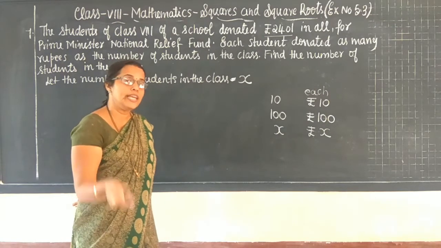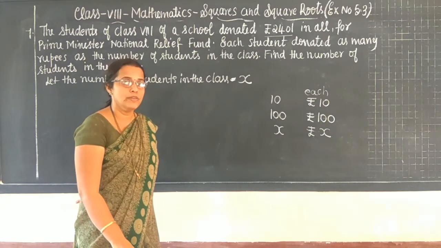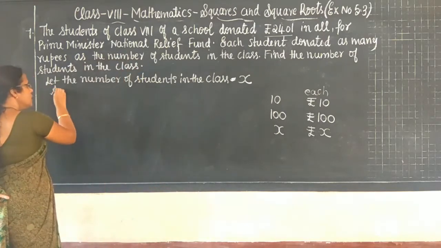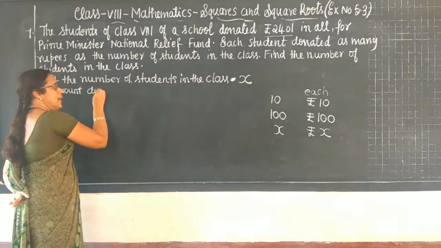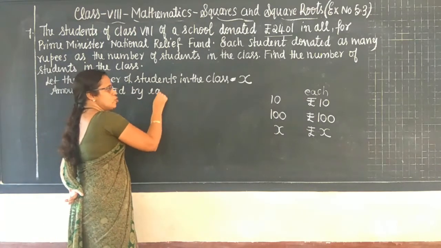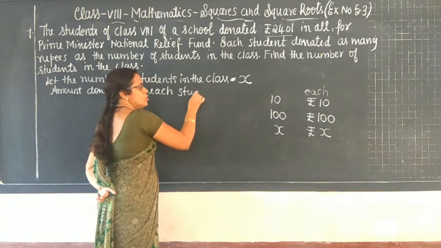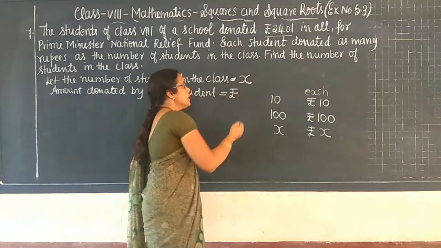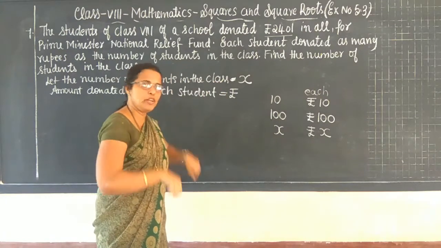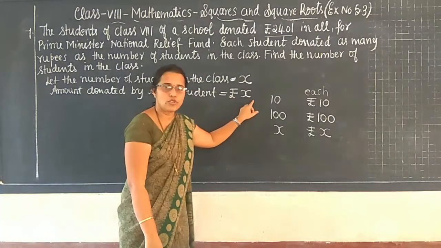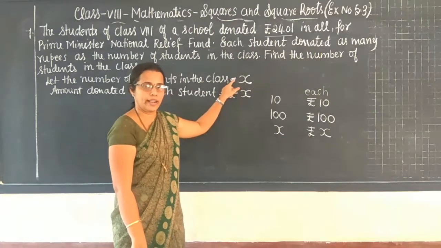So the amount each student should give, how much, you know? Same as the number of students. In the sense, the amount donated by each student. Each student has to donate how much rupees? That many rupees as the number of students, in the sense X rupees. Each student should donate X rupees. X students are there. Is it okay?